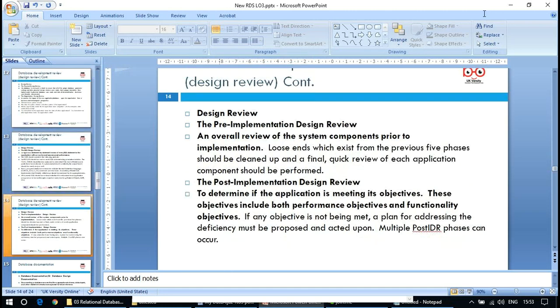Then pre-implementation review, an overall review of the system components prior to implementation, and post-implementation review, to determine if the application is meeting its objectives. If it meets the objectives, then you are done. Your review is good. Self-explanatory.